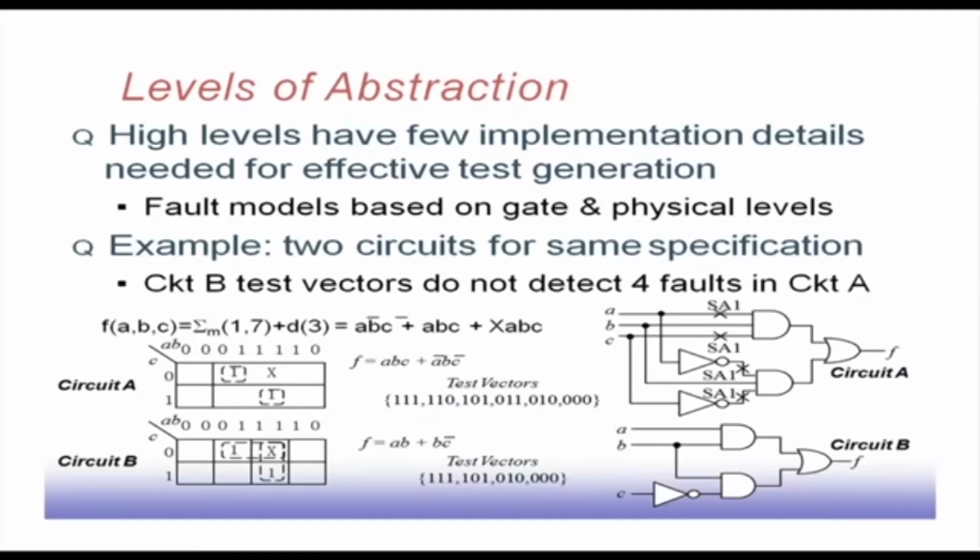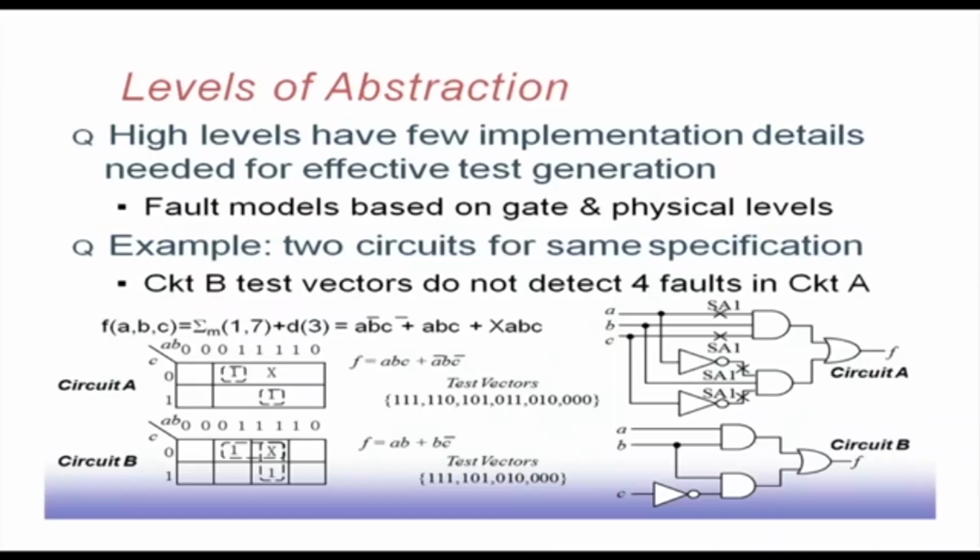Now, levels of abstraction: a system can be viewed at different levels, as we have already seen. We can see it at gate level, at transistor level, or even at a much higher, functional level. As we go to higher levels of implementation, we have less detail about the internal implementation.